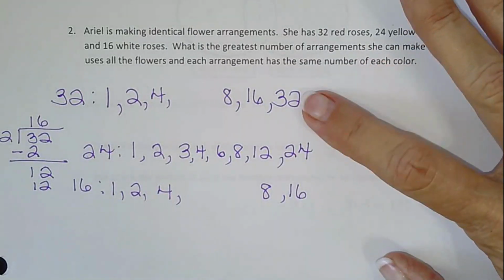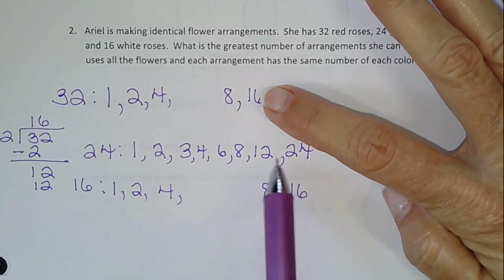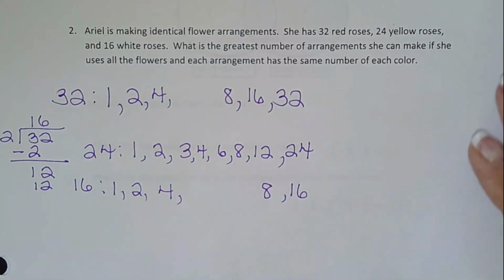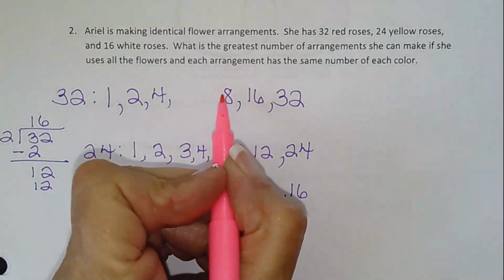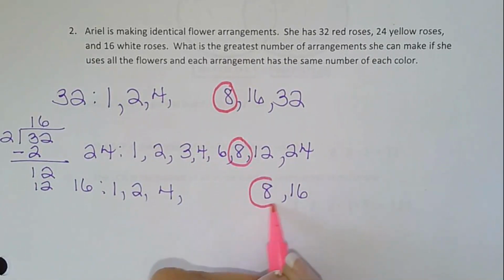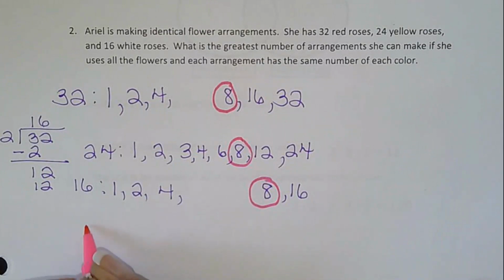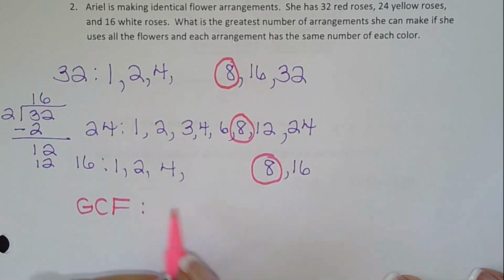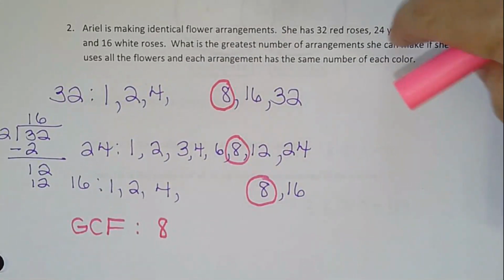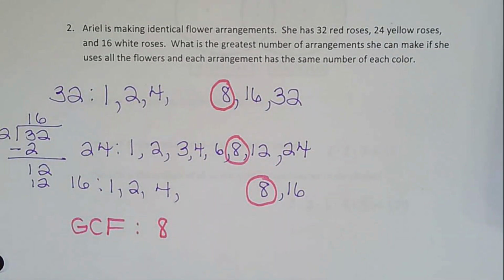32's not in either of these. 16's here and here, but it's not here. So it can't be common if it's not in all three. And then all of a sudden, here it is, 8, 8, and 8. So the GCF of 32, 24, and 16 is 8. That is the greatest number of arrangements I can make that use all the flowers. So I can make 8 arrangements.